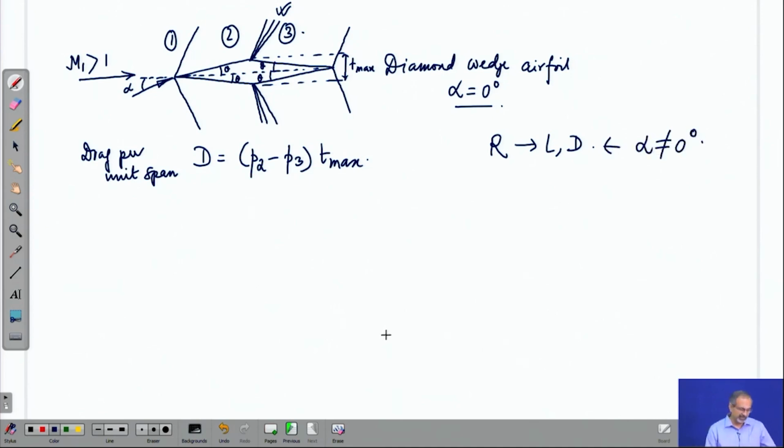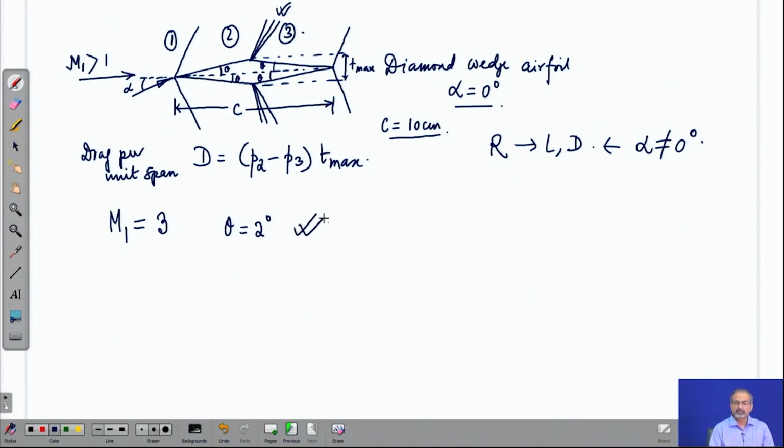So, that can also be tried at home, but you can now start using some actual numbers. Let us say you take a value of M1 equal to 2 or M1 equal to 3, take a value of theta equal to 2 degree and take a suitable length of this airfoil. You can do the calculations based on C parametrically or just assign a certain value C equal to say 10 centimeters and work out the values of pressure, work out the values of forces, etc. So, this is a homework problem that you can try for yourselves.